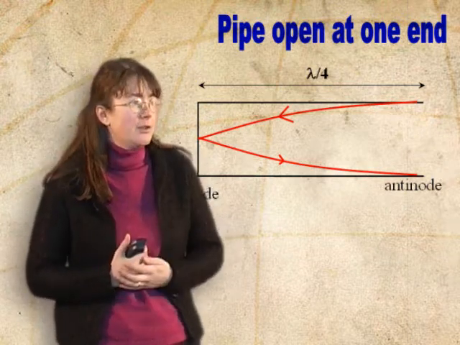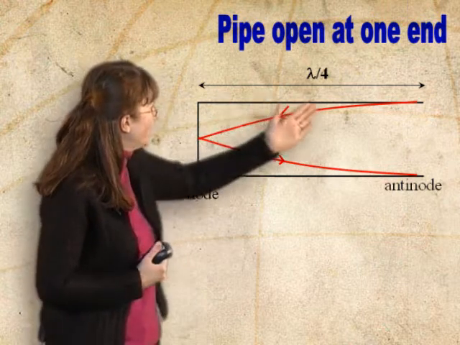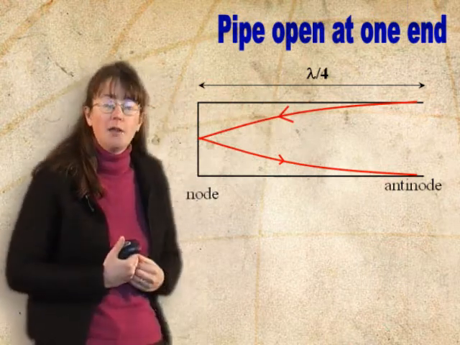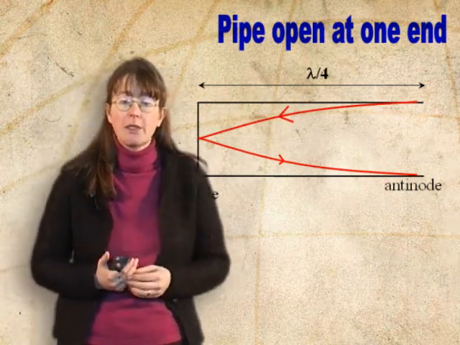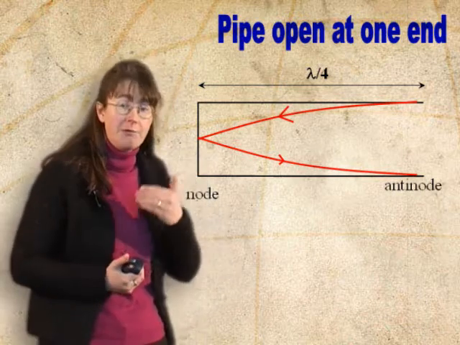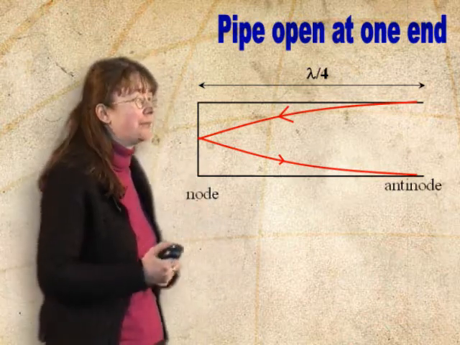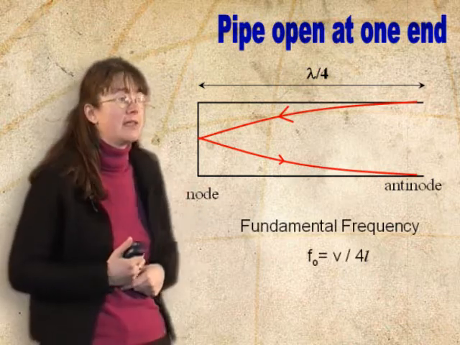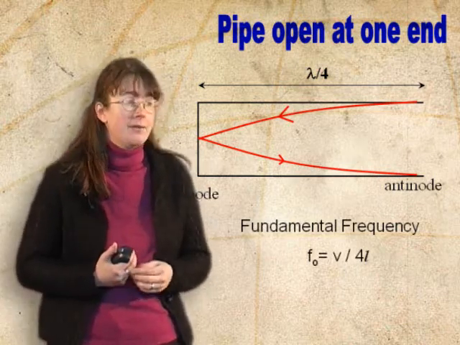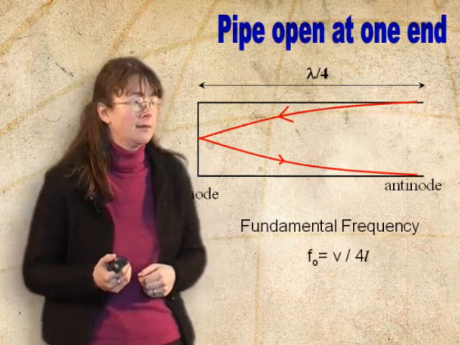So in this case, you can see that if the pipe is length L, the wavelength is only a quarter of the wavelength. This is different than in the previous two cases. And you can see that in this case, the fundamental frequency is v over 4L.